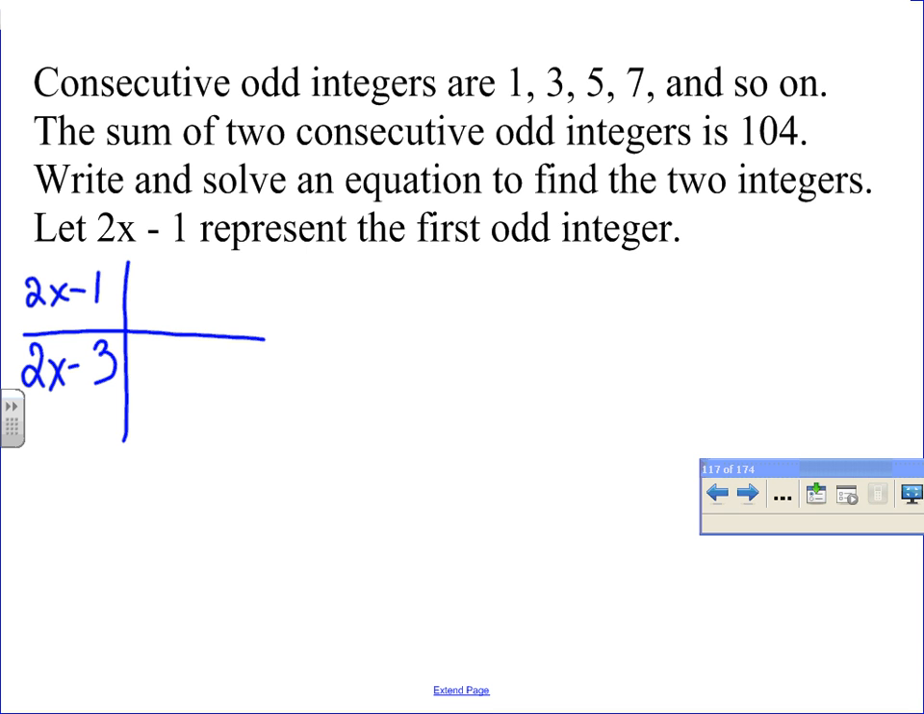I'm going to use these because of how they worded the word problem. So let's set this up. We know that the sum of 2 odd integers, consecutive, add up to be 104. Is everyone clear on how we set that up? Jeremy?